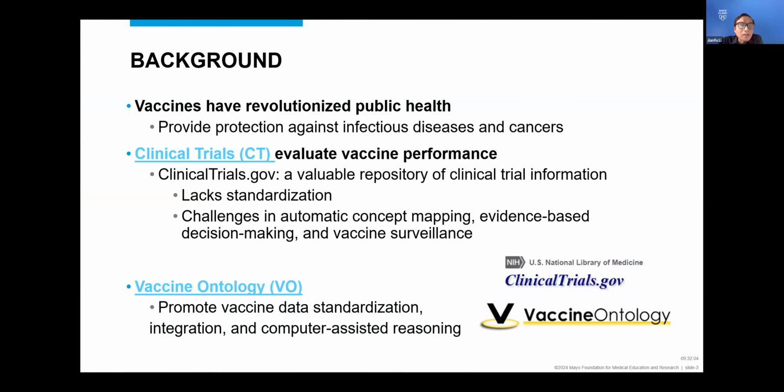So the background, as we know, vaccines have revolutionized public health, and they provide protection against infectious diseases and cancers. Clinical trials are a valuable repository containing clinical trial information. They evaluate vaccine performance, and also contain a lot of vaccine name information, but those vaccine names lack standardization. There are also challenges in automatic concept mapping, evidence-based decision-making, and vaccine surveillance.